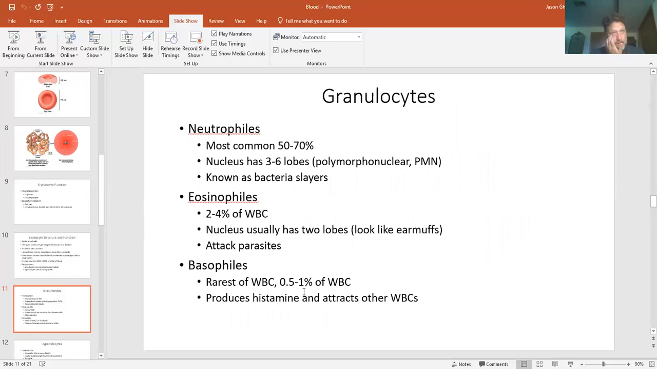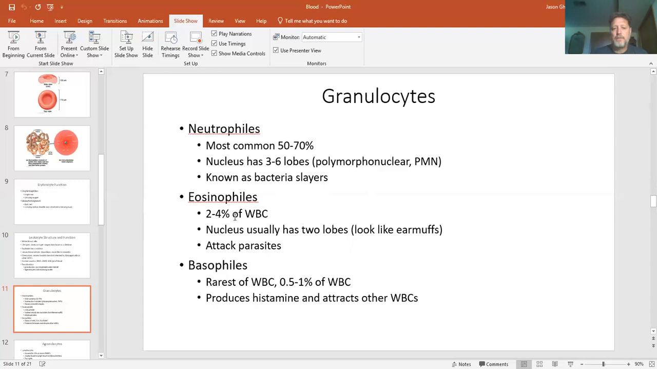So our granulocytes, the most common is called a neutrophil. Right? These are more common than any other white blood cell. They're lobed, so they call that a poly. Poly means more, so polymorphonucleus, a many shaped nucleus. And these are really big for bacteria. If you have a bacterial infection, you're going to have a lot of these, a lot of neutrophils.